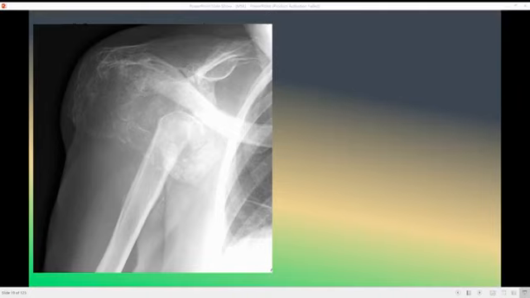Okay, we have some answers and we will answer the case. This is a case of Charcot arthropathy or Charcot joint. Very good. And we see here it is involving the right shoulder joint. Okay, we move to the next case.